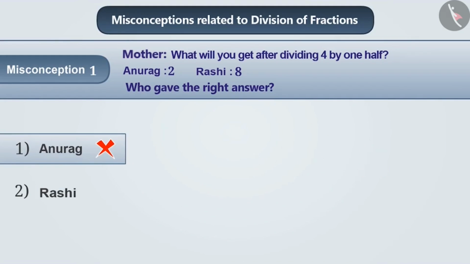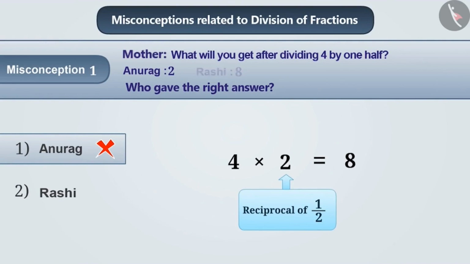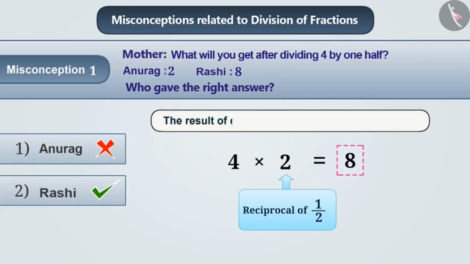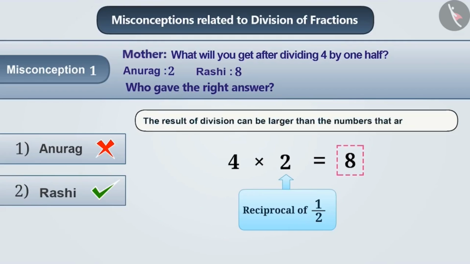The correct understanding is that dividing 4 by 1/2 means that 4 is multiplied by the reciprocal of 1/2, and that is 2, which results in 8. This means that Rashi's understanding is correct. Many times, children are able to find the right answer 8, but in spite of that, they consider it wrong because they assume that the result of division can never be a larger number. This is also a misconception. Keep in mind, the result of division can be larger than the numbers that are divided.